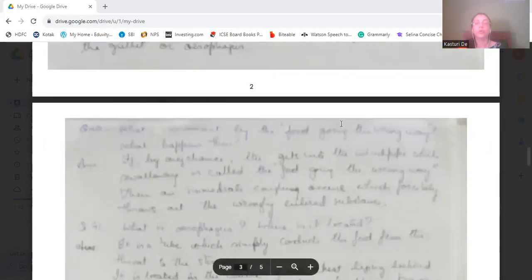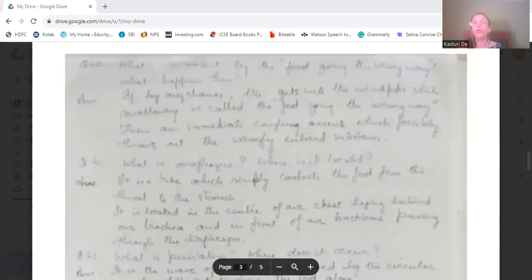What is meant by the food going the wrong way? If it is not going into the esophagus, it is going into the windpipe. By any chance if this happens, that is the wrong way. An immediate coughing will occur, which will forcibly throw out the food from the windpipe outside the body.